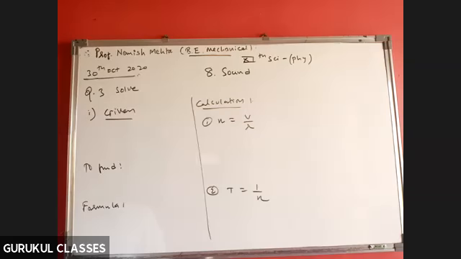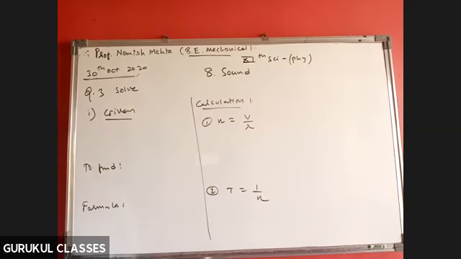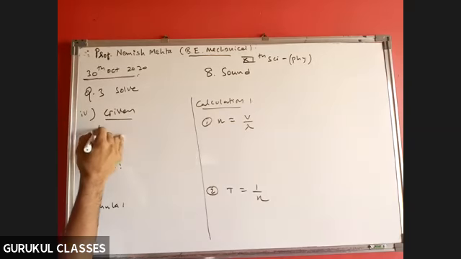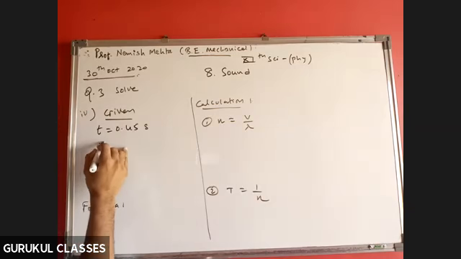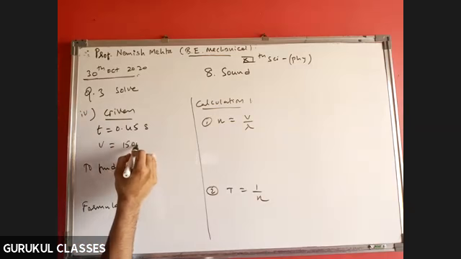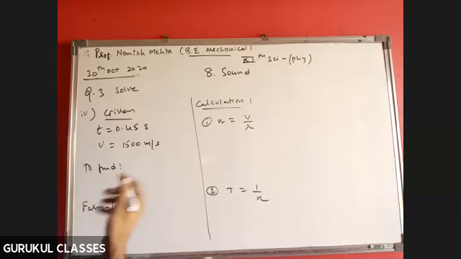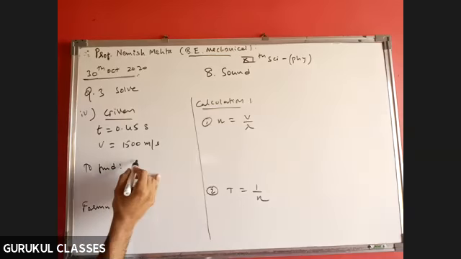Done. An echo sounder in a fishing boat receives an echo from a shoal of fish 0.45 seconds after it was sent. Number 4, time is given as 0.45 seconds after it was sent. If the speed of sound in water v is 1500 meter per second, how deep is the shoal? We need to find depth d.